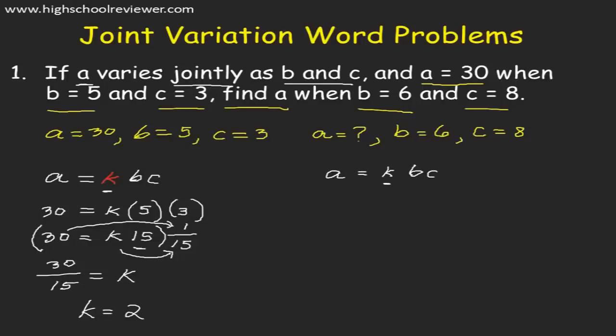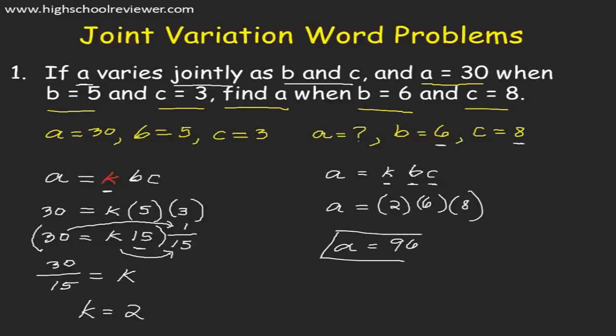So we now know the value of K. So to find A, we will just substitute the value of K, that is 2, and then multiply this by the value of B and C. So our B is 6 multiplied by the value of C, which is 8. So we have here A will be equal to 2 times 6 times 8, and that will give us 96. So the value for A here is equal to 96.